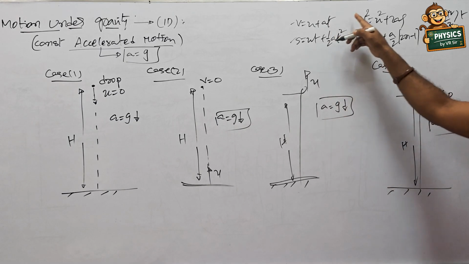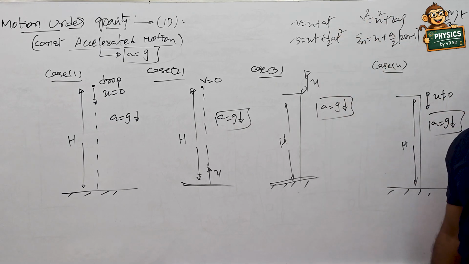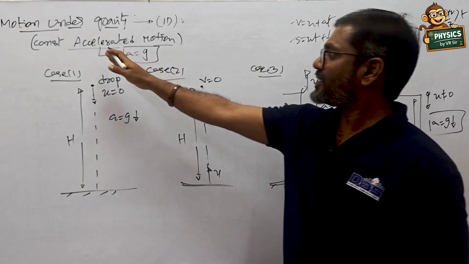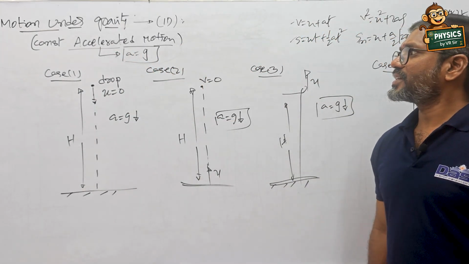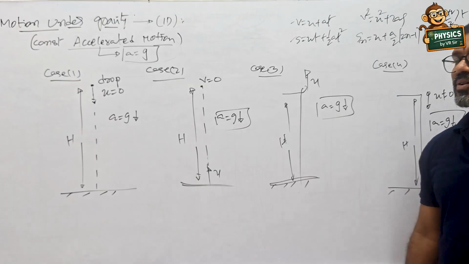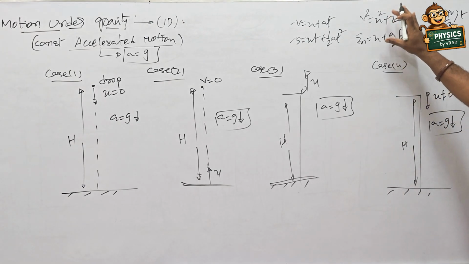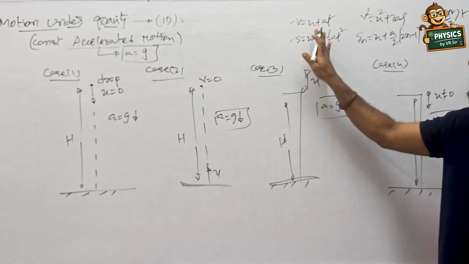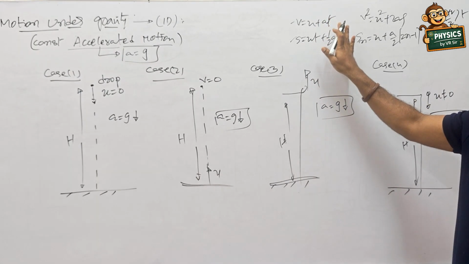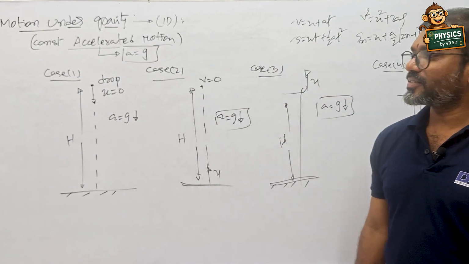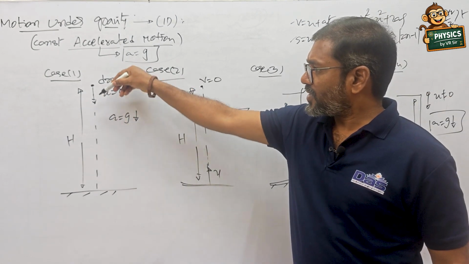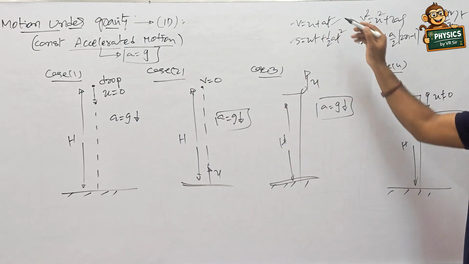Now, I told you these are valid for constant accelerated motion, and motion under gravity is the best example for it. Now, how are these equations going to be applied here? Is there any change we need to make based on the situations or conditions? When the object is dropped from some height, what is the velocity after some time? You want to use this formula.